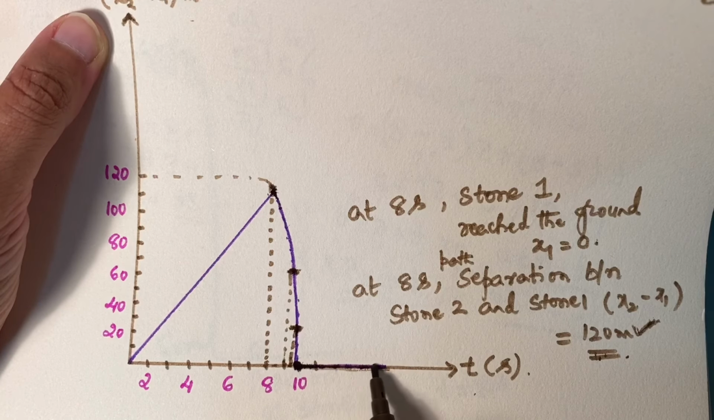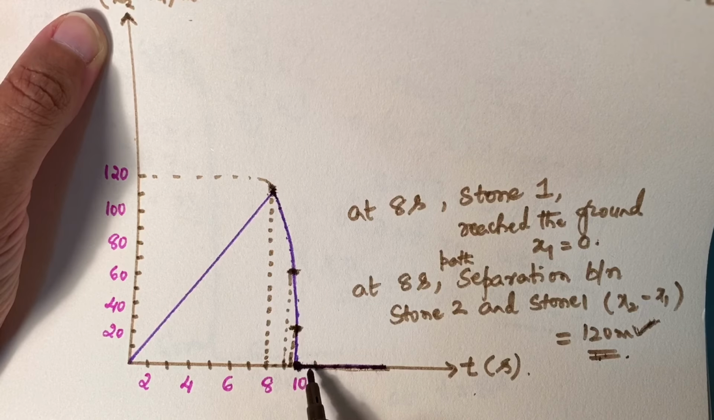And you also see there is an extension. That means there is no further movement, because the question also says you have to assume that the stones do not bounce on reaching the ground. So you see that the path difference between the two stones is 0, because both are at the same level now, that is the ground, right?